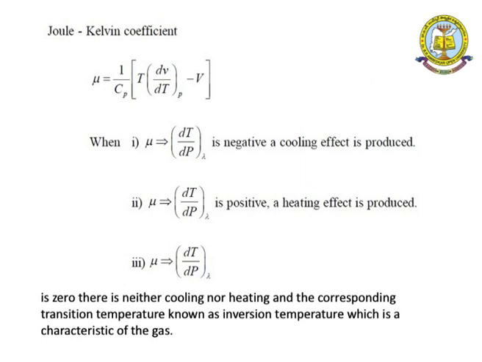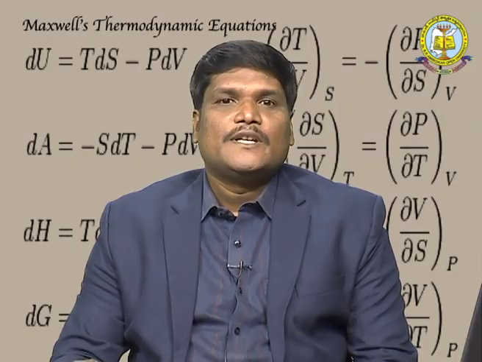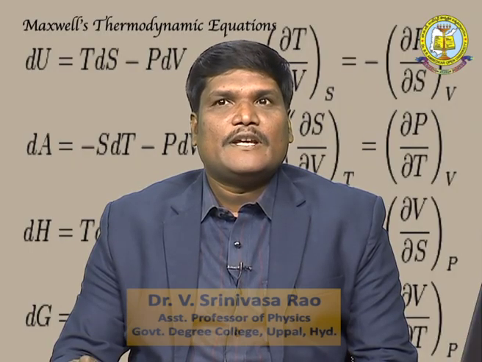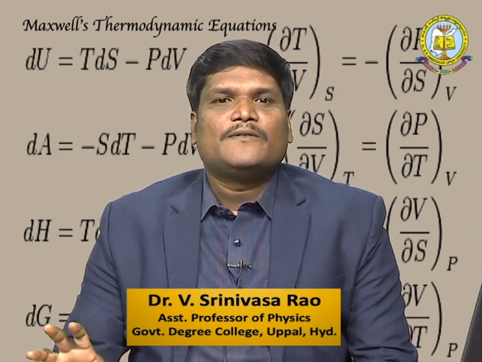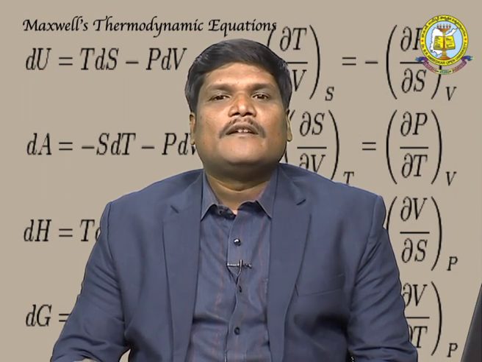When the Joule-Kelvin coefficient is negative, you can achieve a heating effect; if it is positive, you can get a cooling effect. That means the gas is heated or cooled accordingly, depending on the sign of the JK coefficient. If mu is 0, neither a cooling nor a heating effect takes place.